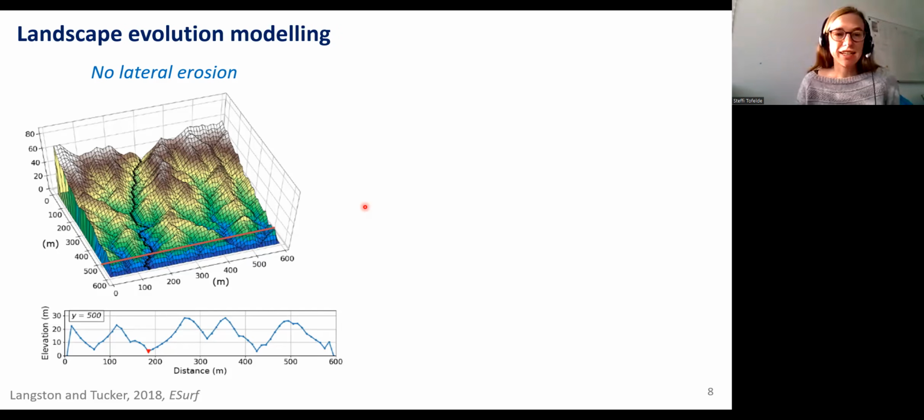I did bring an example. This is a nice study from Abigail Langston and Greg Tucker, who particularly looked at the role of lateral erosion in landscape evolution models. Here on the left, you can see a model that was run in LandLab, and they included a component for vertical river incision, but no lateral erosion. Down here is a cross section, distance versus elevation, extracted along this red line. We can see that such a landscape evolution model generates textbook-like V-shaped valleys that have a very narrow valley floor, as wide as one pixel or as wide as the river.